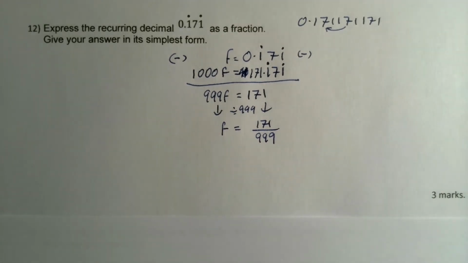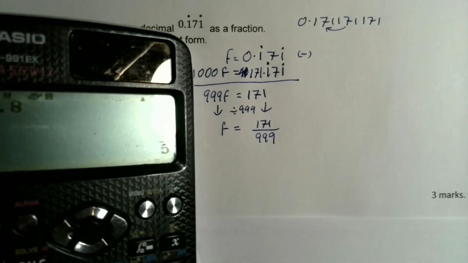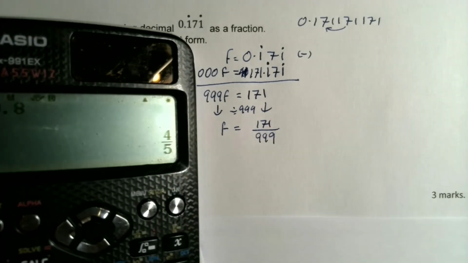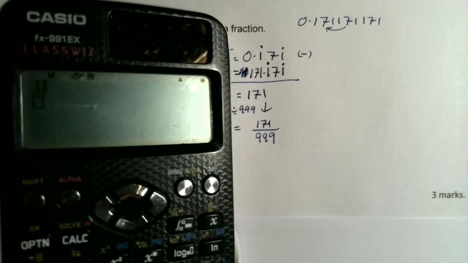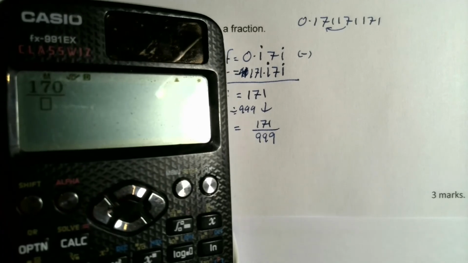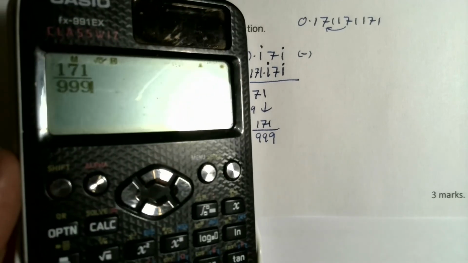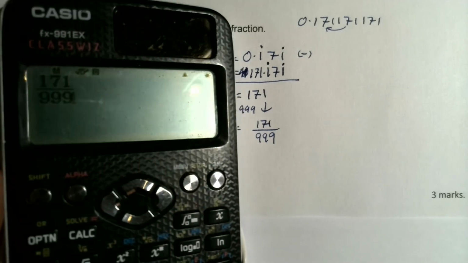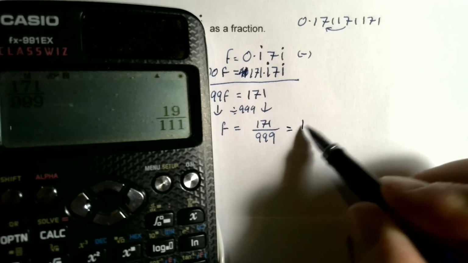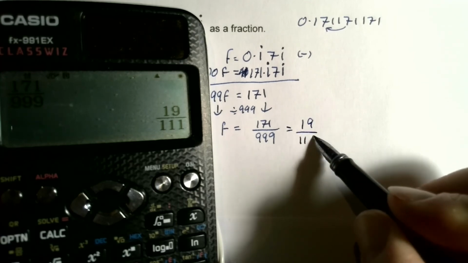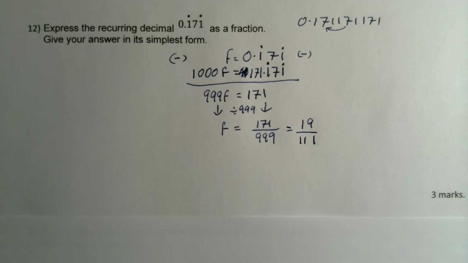Only thing is, it says give your answer in its simplest form. So to get the last mark, I could do it by working out that I could divide them both by 9, or I could just say 171, oh, not 170, 171 over 999, having used that fraction button there, press equals, and it has simplified it for me to 19 over 111.